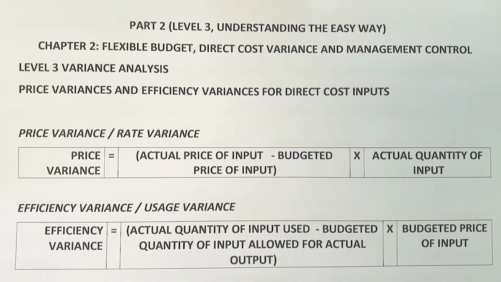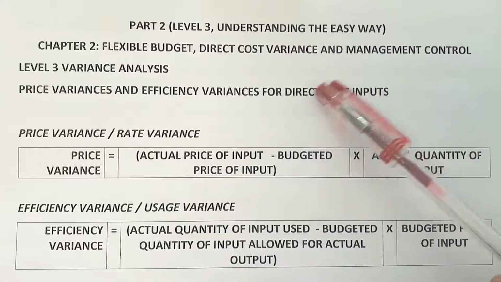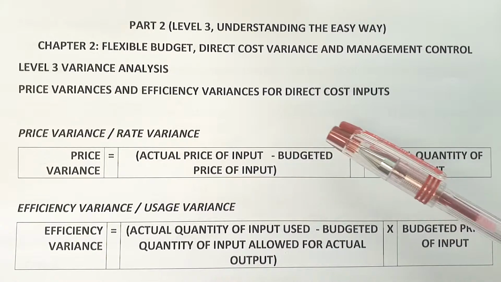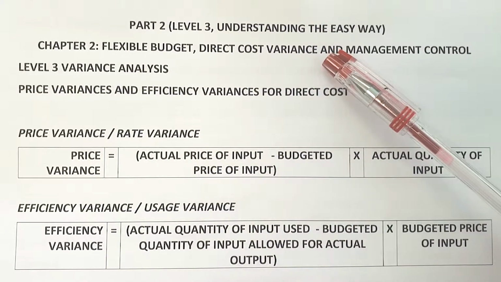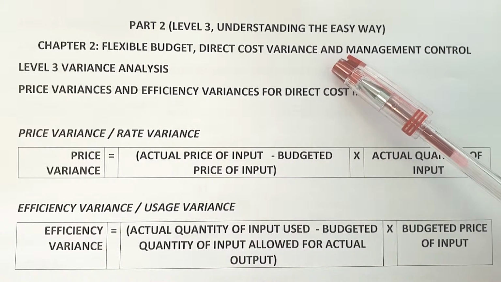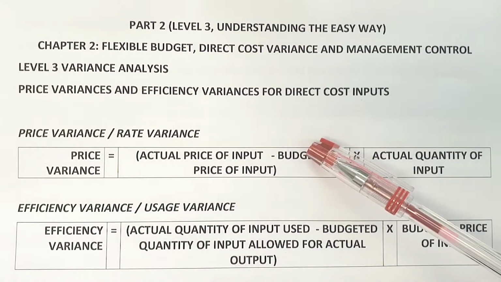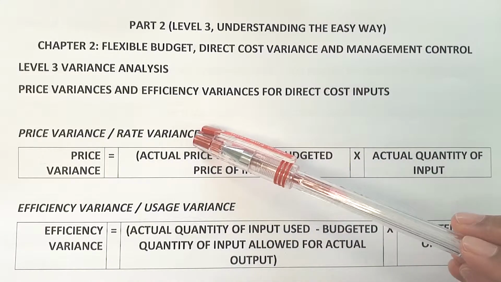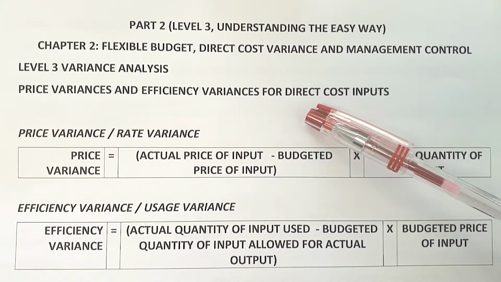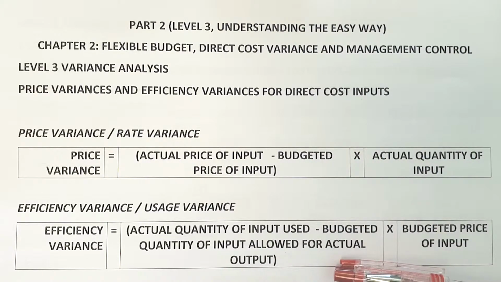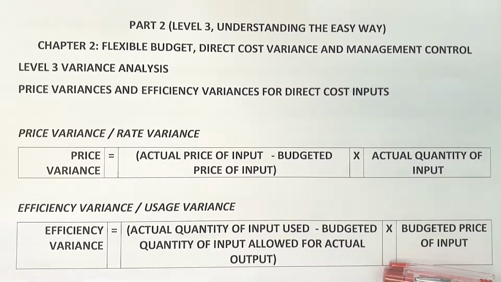I'm Dr. Aisha. This is the lecture for Chapter 2, Flexible Budget, Direct Cost Variance and Management Control, specifically on Level 3 Variance Analysis. In this video, I'm going to explain an example of Level 3 Variance Analysis in a simple way, so you can understand Level 3 easily. As you already know, in Level 3 Variance Analysis you will have both price variance and efficiency variance for direct cost inputs, and direct cost inputs means both direct material and direct labor. This is the formula for price variance and efficiency variance, and it is generally not that new. You already saw this in the previous video, right?